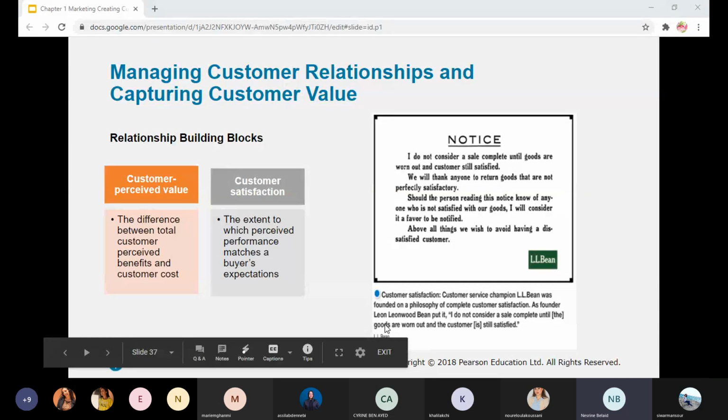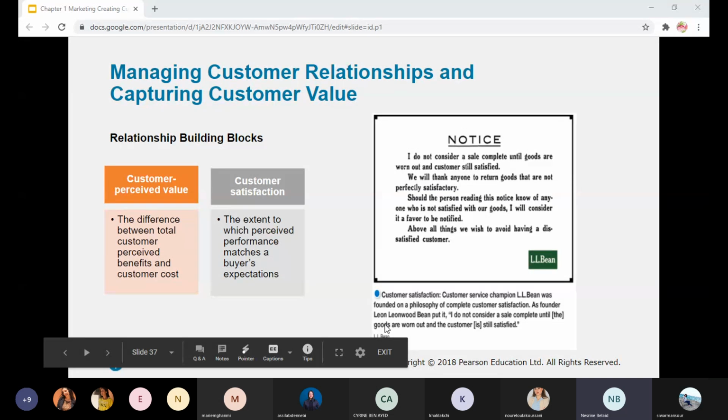So outstanding marketing companies go out of their way to keep important customers satisfied, and most studies show that higher levels of customer satisfaction lead to greater customer loyalty. Okay, when you have a delighted customer, automatically you will have a loyal customer, which in turn results in better company performance. So if I have a lot of customers and customer loyalty is high, my company performance will be better and high.